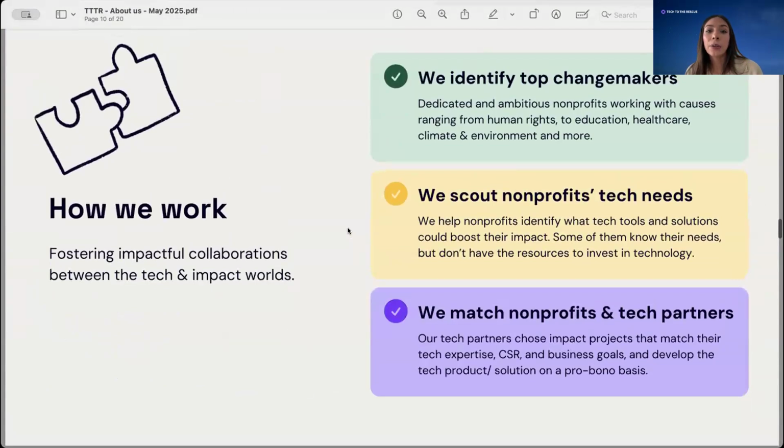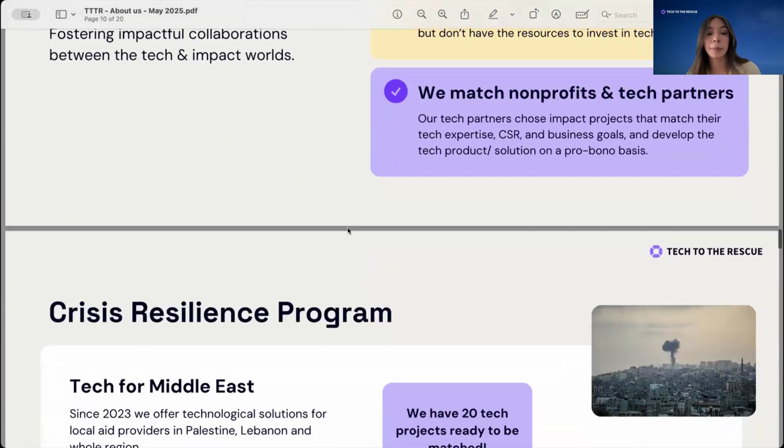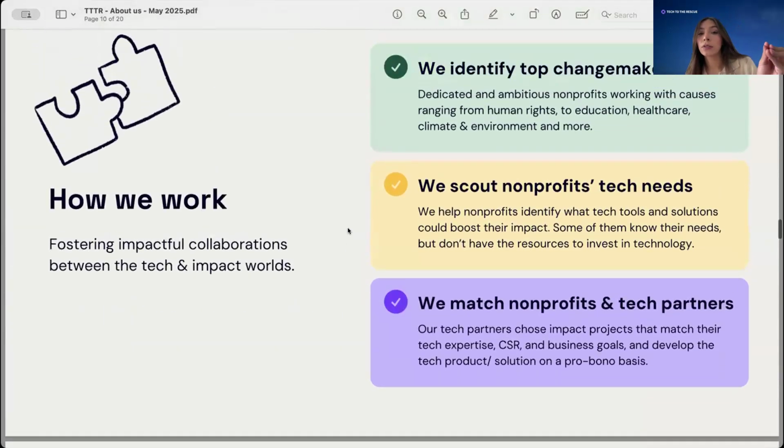So how do we do it, and what can you do to get these resources? First we identify top change makers. We do have a system to evaluate the number that we want to work with. We help them scout and identify the tech needs, and then we just match them. If you want, you can log into our website, register, we will verify you, and once you are verified, you can submit your projects.